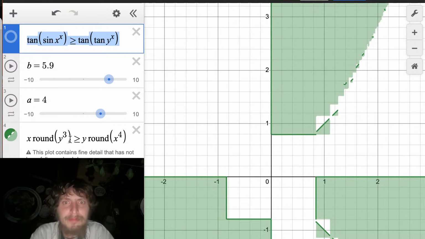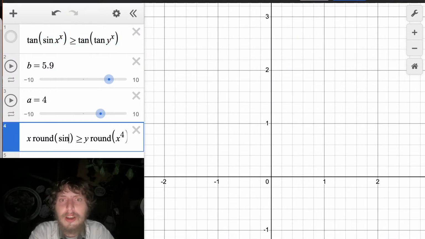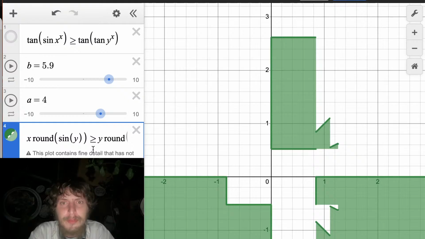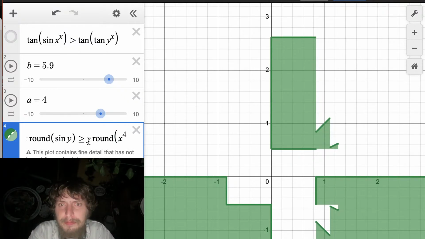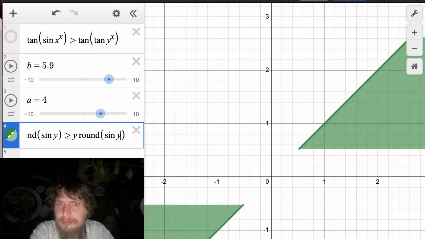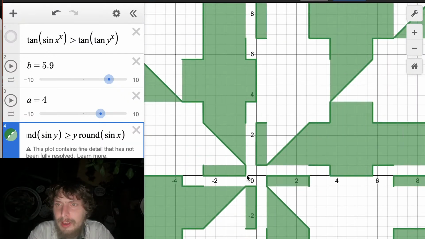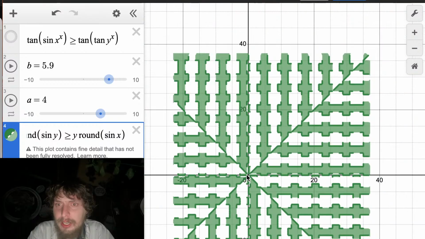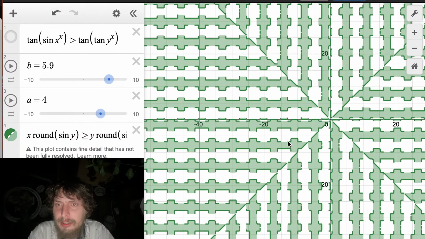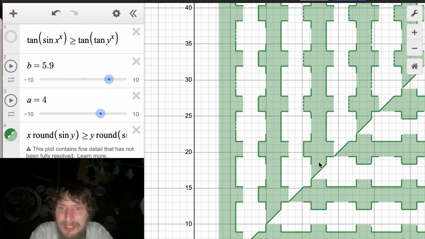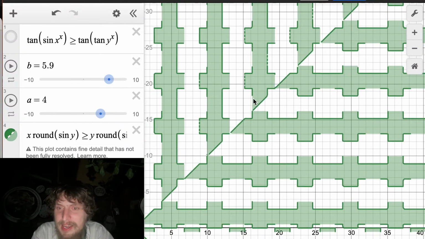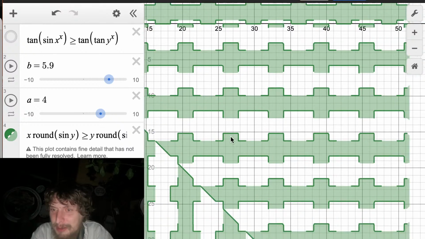So let's try a little combo just to try flipping it. So we had x round sine y. To shorten it, we can just put it like that. And then we're going to have y round sine x. Okay, here's where we start getting into interesting territories. Not that the previous ones were not interesting, but this one is getting close to the maze type things that we've seen before.